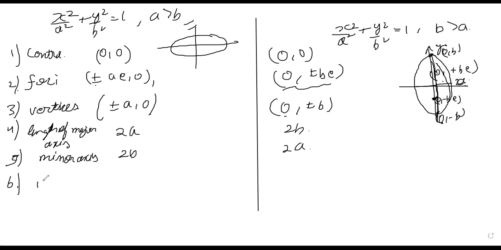Okay, so let's talk about the equation of major axis and equation of minor axis. In this case, the equation of the major axis will be what? This is the major axis. So what will be the equation of this? Y equals to 0.